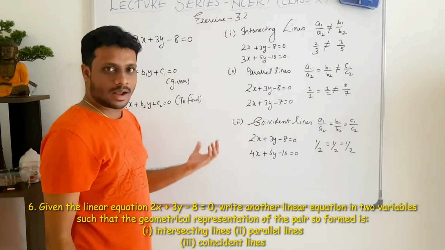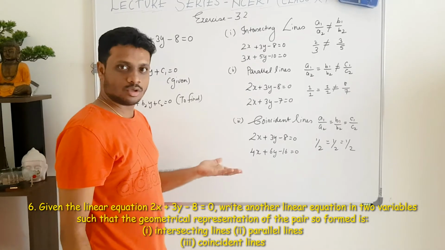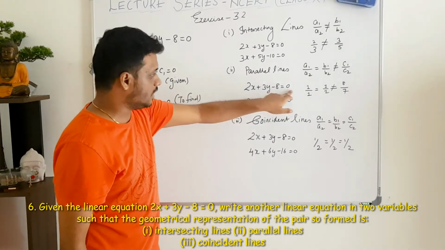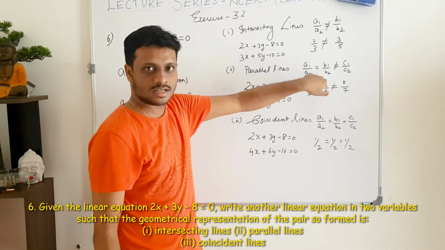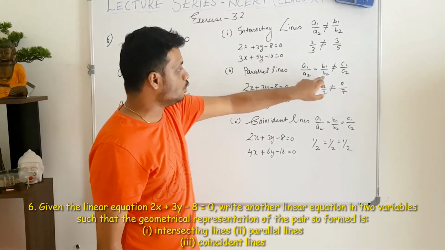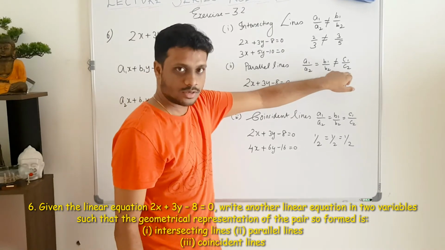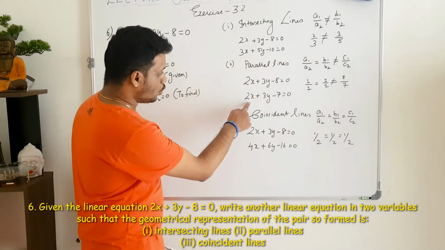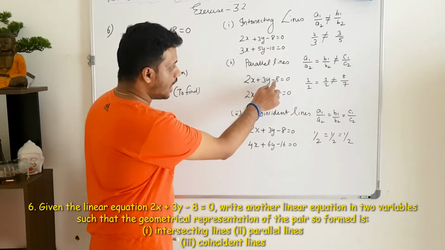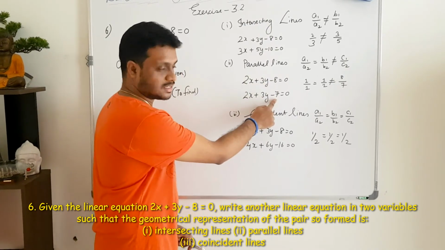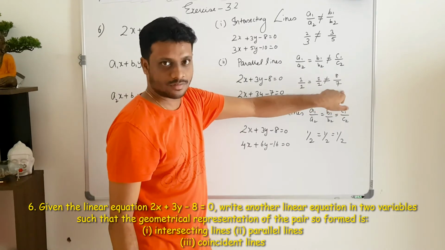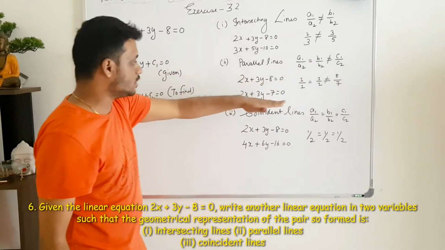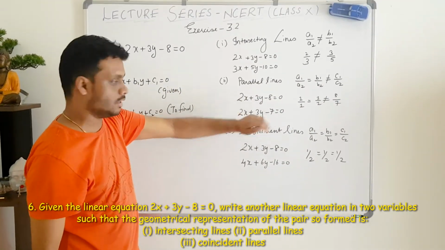So we already know for parallel lines, that means it has no solution. So the given equation is written, and I have written a second equation such that this condition is satisfied, which is a1 by a2 equal to b1 by b2 not equal to c1 by c2. So I have taken 2x, 3y, the same variables, and this minus 8, I am taking it as minus 7. So that 1 by 1 will be equal to 1 by 1 will not be equal to 8 by 7. So this condition is satisfied. Therefore, this is an example for the parallel line condition.